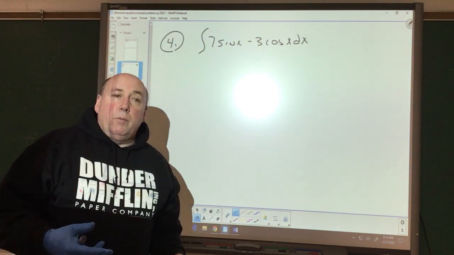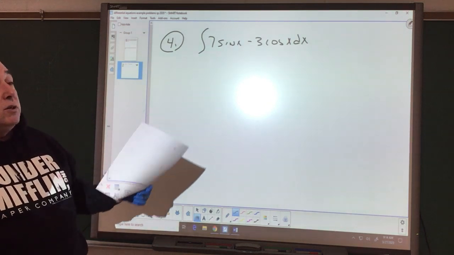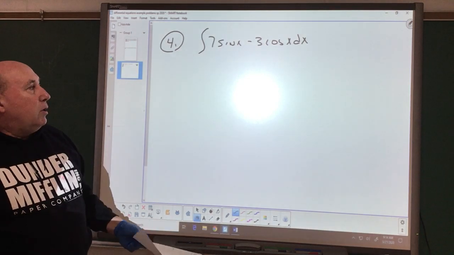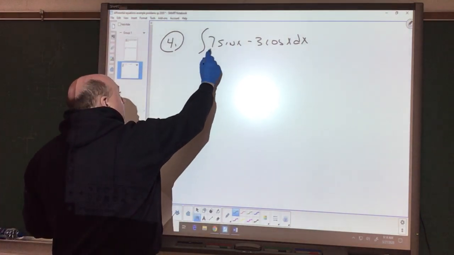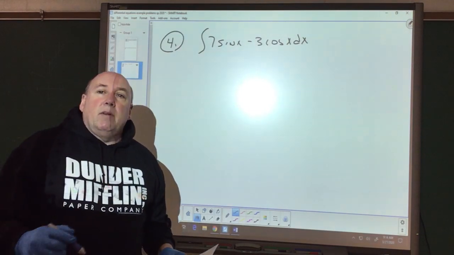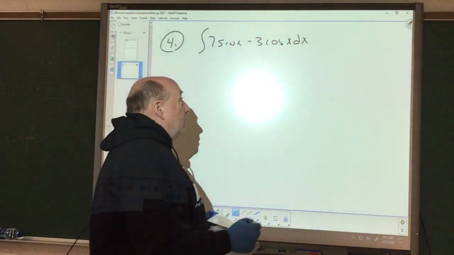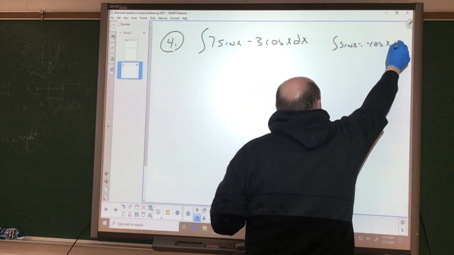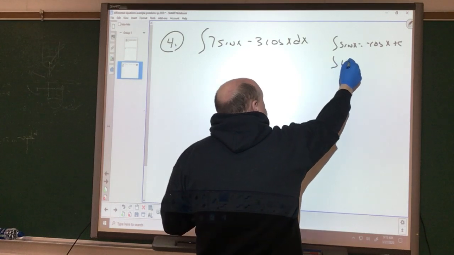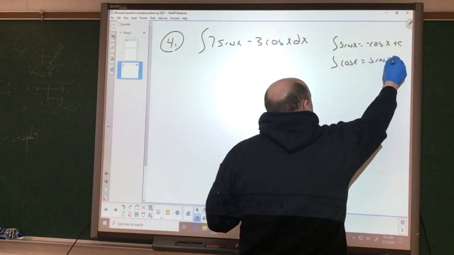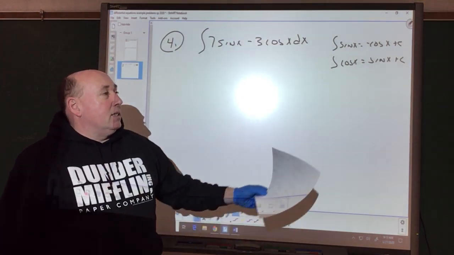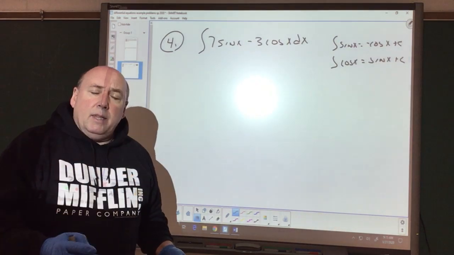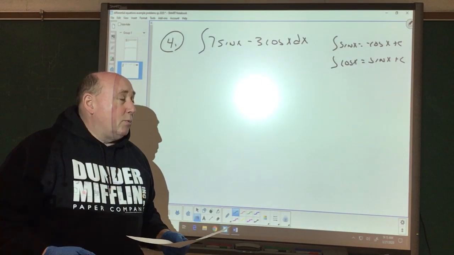We have our exponent rule, but then we have our transcendental functions also. If we take a look at 7 sine of x, 7 is just a coefficient, so we don't really worry about that. We have to look at what is the antiderivative of sine. The antiderivative of sine of x is negative cosine of x plus c. The antiderivative of cosine of x is equal to sine of x plus c. So it is opposite to what we have with respect to our derivatives, and because we're doing the antiderivative, that's what we should expect.